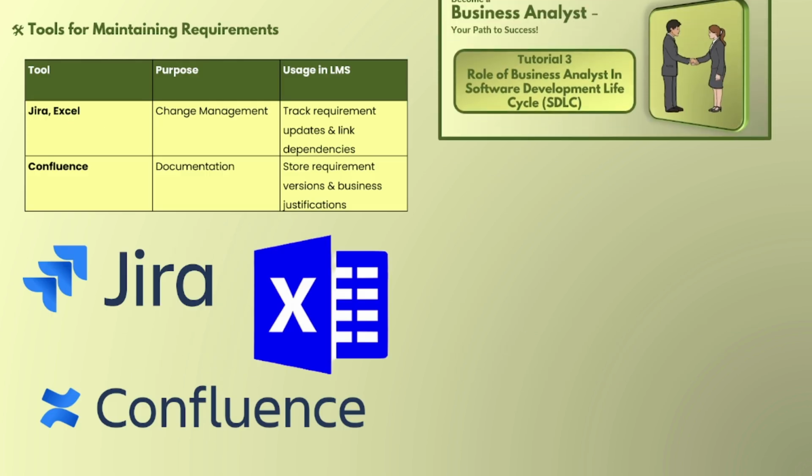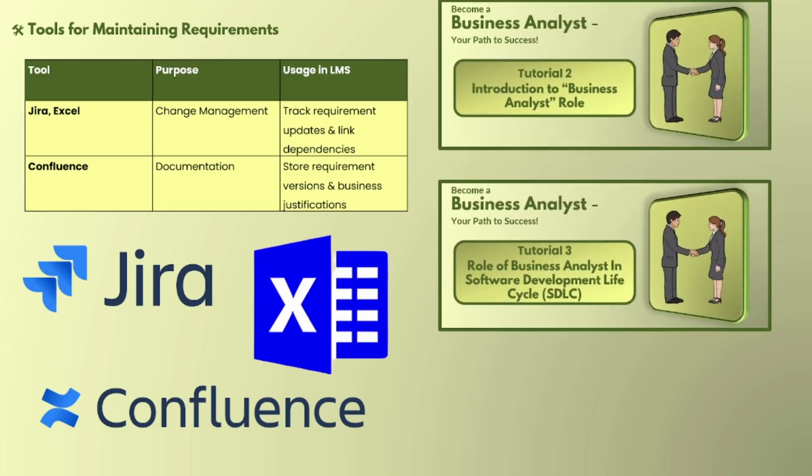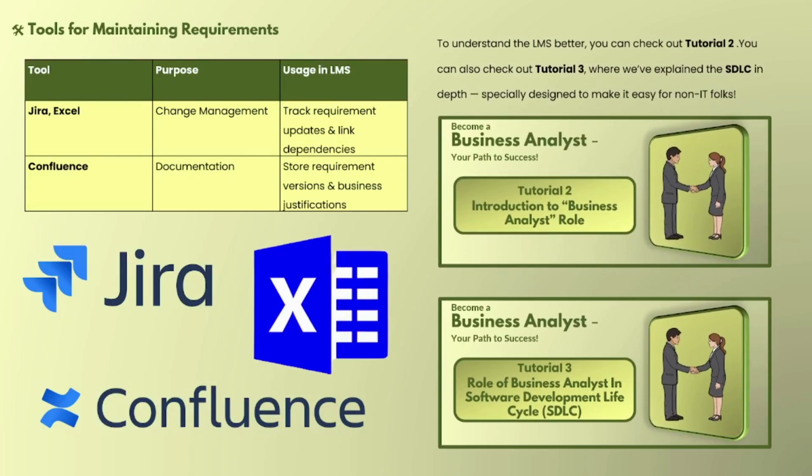And the tools for maintaining requirements are Jira and Excel for change management, which help in tracing requirement updates, links and dependencies, and Confluence for documentation, which is very good, which helps in storing requirement versions, business justification and all these things. Well, it depends on organization to organization. A few use these very famous tools which are popular in the industry. A few may use different ones.